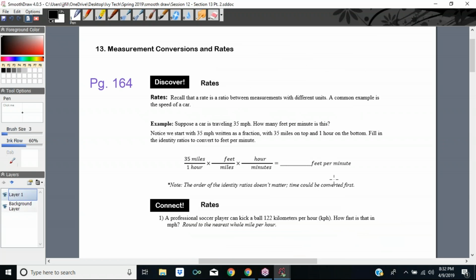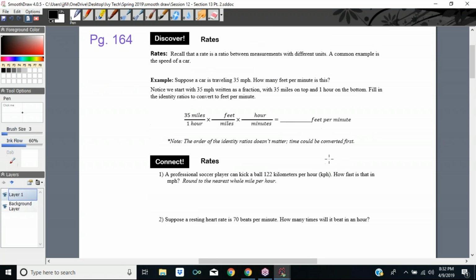All right, so let's move further along in page 164 and look at these rates. It says, recall that a rate is a ratio between measurements with different units. A common example is the speed of a car. Suppose a car is traveling 35 miles per hour. Remember, that's what it looks like right here, miles per hour. And it wants to know how many feet per minute is this.